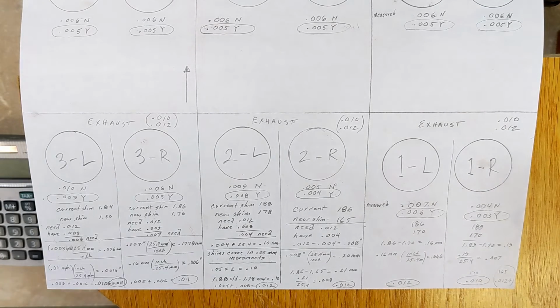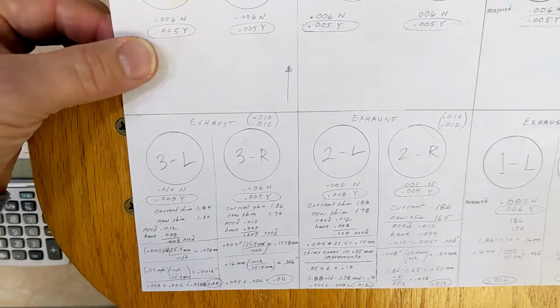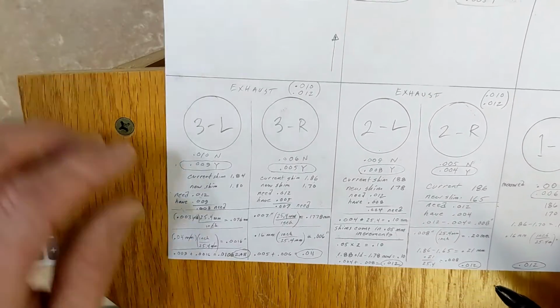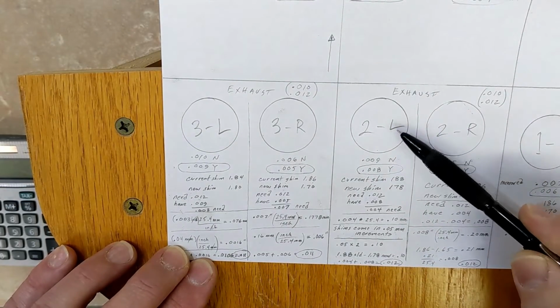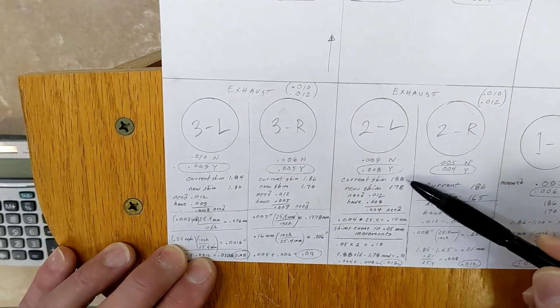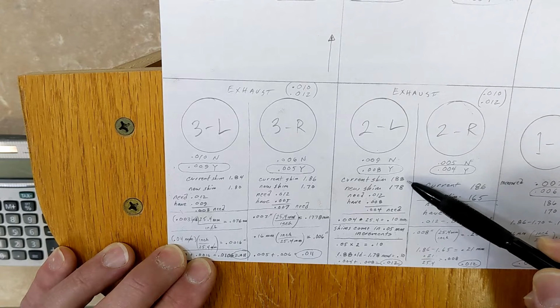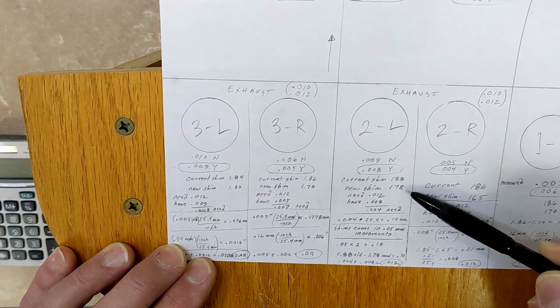I just wanted to run through the math on the simplest one possible, which was this one here. So my current shim size was stamped 188. That's 1.88 millimeters. And I picked up a new shim at 1.78 millimeters.